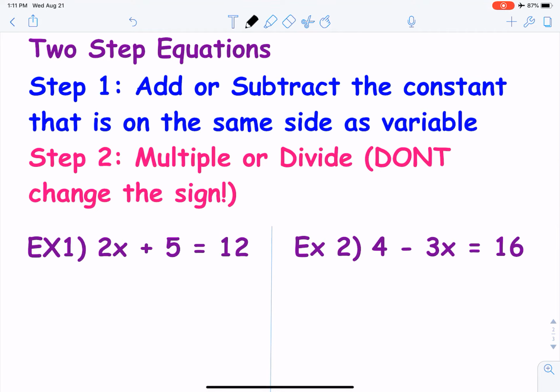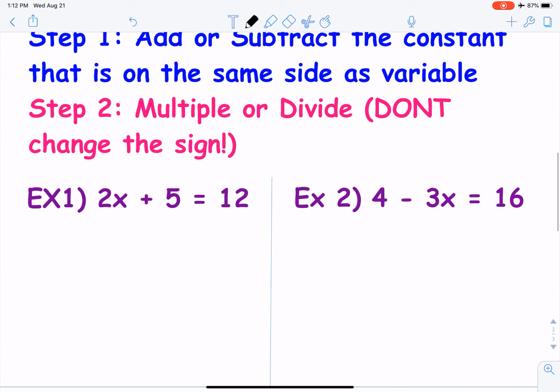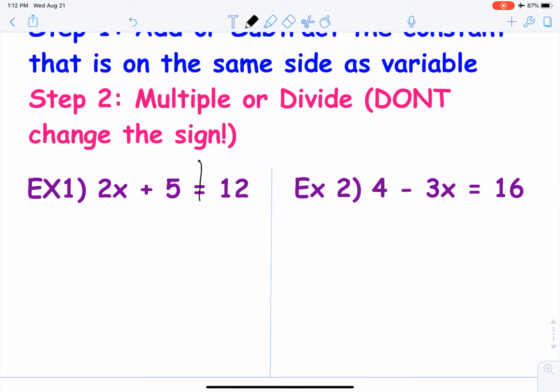The second part to this lesson is going to be two-step equations. So above we just did one step, so we either added, subtracted, or we multiplied or divided. Now we're going to have two steps. So on our first step, we're going to add or subtract the constant that's on the same side of the variable. And on the second step, we're going to multiply or divide, but we don't change the sign that's given to us. So on our first example, I draw the line to separate my two equations.